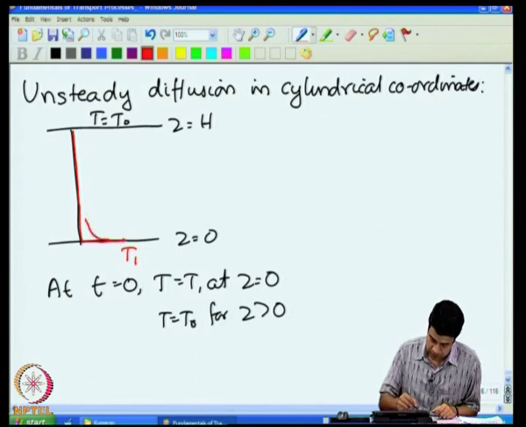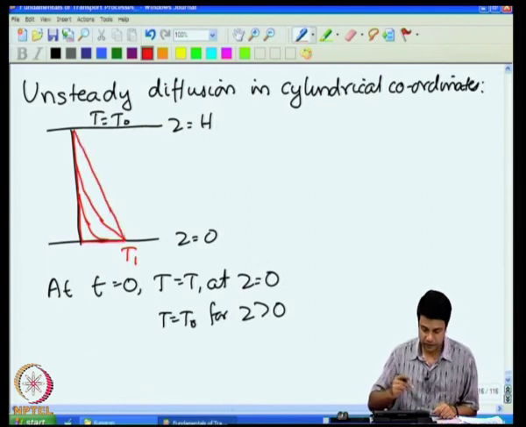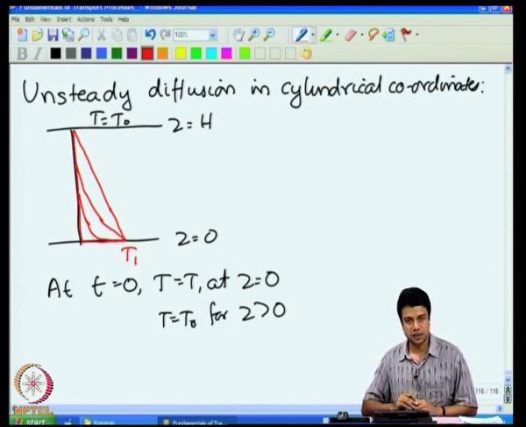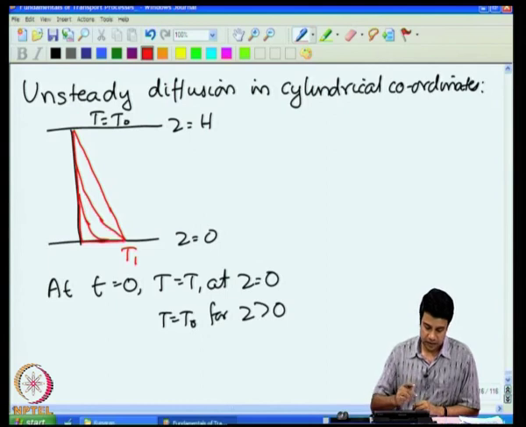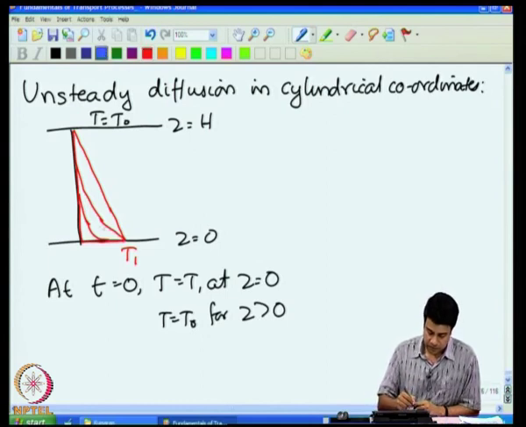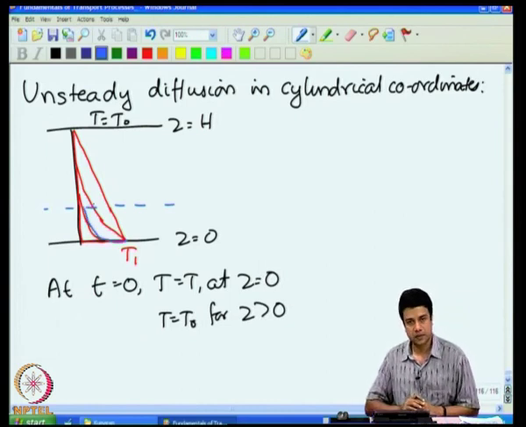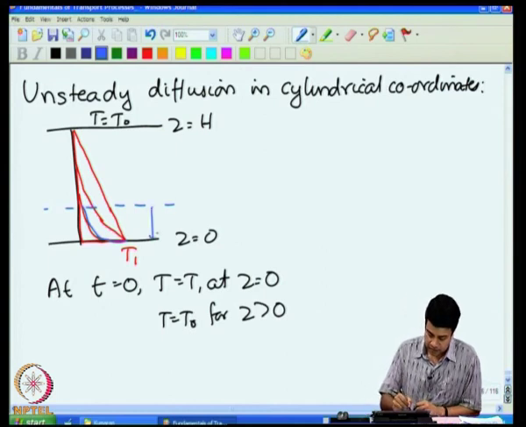In the very initial stages, the temperature profile looks something like this, and as time went on, it looks something like this. Then the final time, you get a linear profile. In the final steady state, the profile turns out to be linear. For the similarity solution, we concentrated on the very early stages where the temperature disturbance had not propagated very far into the channel.